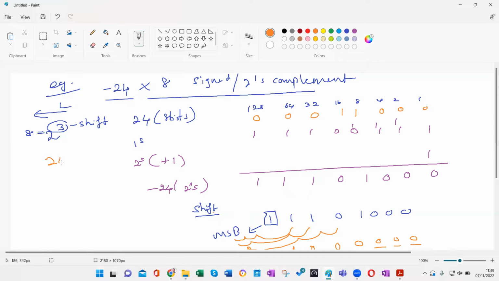Because when you multiply minus 24 by 8, 8 into 4 is 32, right? 2, and then here we have 3. Then 8 into 2 is 16. And then here we have 192. 192 can't be represented with 8 bits, right? In 8 bits, the maximum is 128. So for this, I need one more bit.